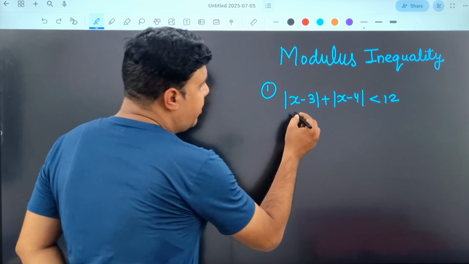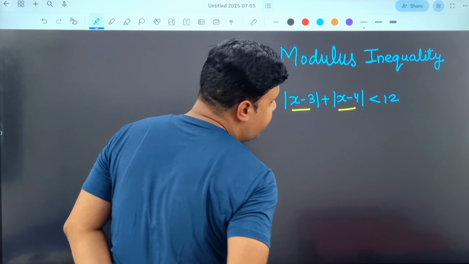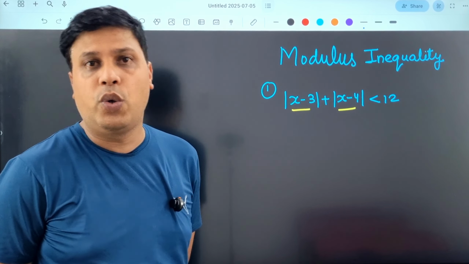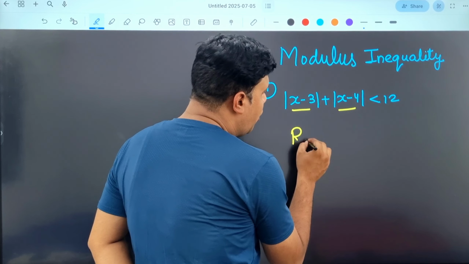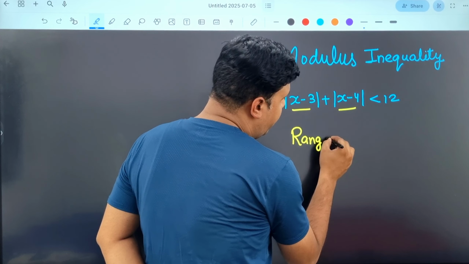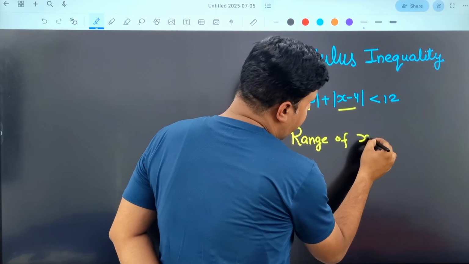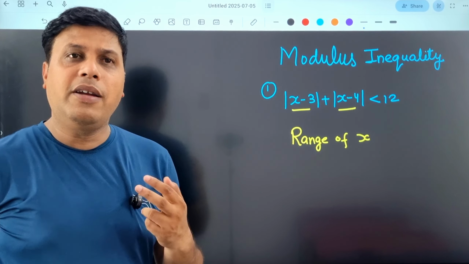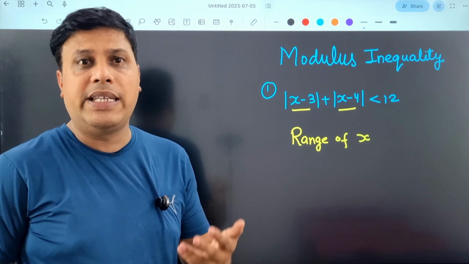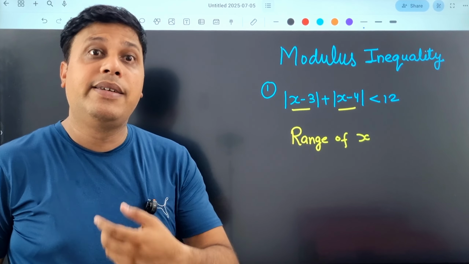So it is saying that mod of x minus 3 plus mod of x minus 4 should be less than 12, right? So what is the range of x? We have to find the range of x for which the given inequality is true. There are multiple ways of solving this question. One is the mathematical way and one is the distance approach.